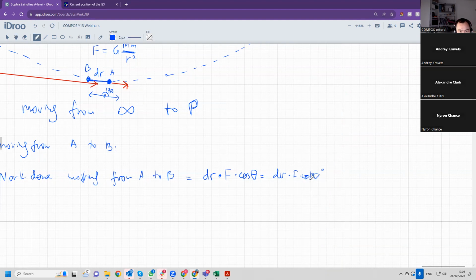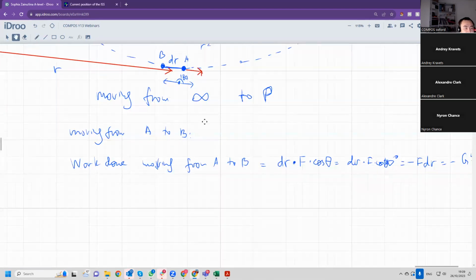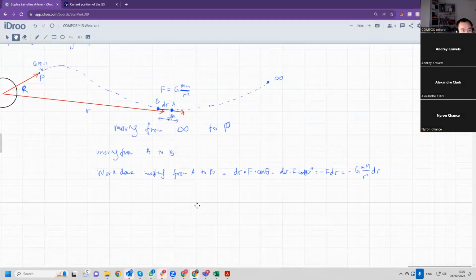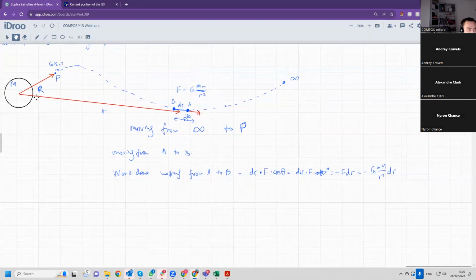dr cos 180 degrees. So it's going to be minus F dr, which is minus GM over r squared dr. And I have a feeling that this is going to be a mistake, but let's see. Right, so the small amount of work done from moving from A to B is equal to minus GM over r squared dr.